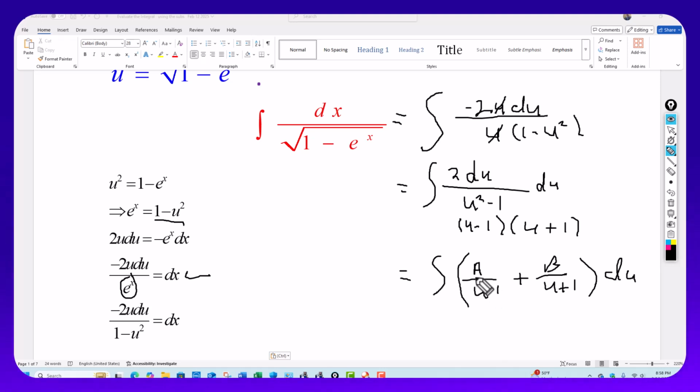And these will be easy to integrate once I know the A and the B, because all it's going to be is ln of the absolute value of u minus 1, ln of u plus 1, multiplied by whatever the constants are, A and B.